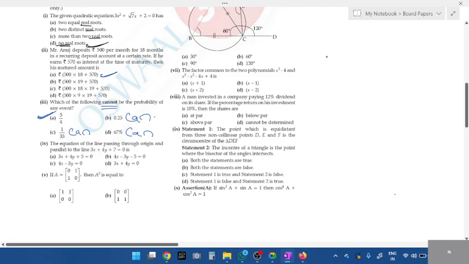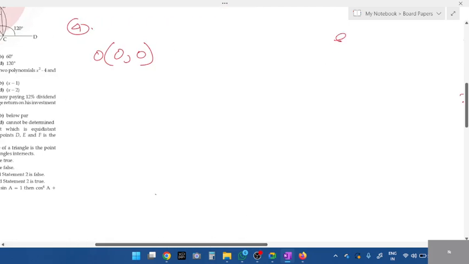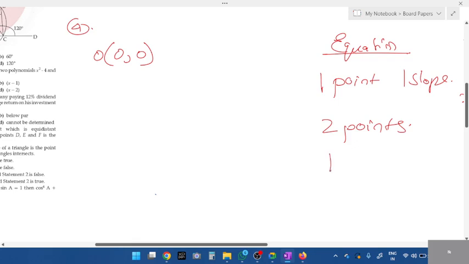Next, fourth question. The equation of a line passing through origin. Okay, for origin, what do you take, students? For origin, we take 0, comma 0. Fine. We need to find the equation. For equation, what are the different ways I taught you all? All of you respond. One point and slope, two point. If not, one point and intercept formula. You can use even intercept.